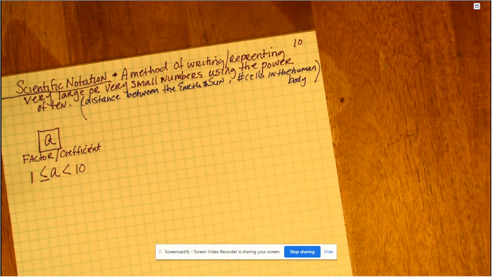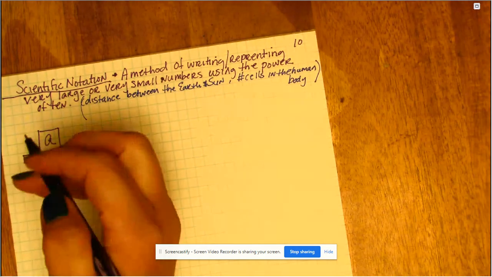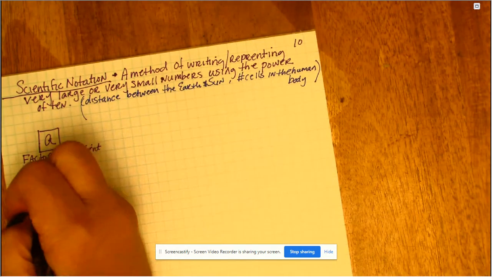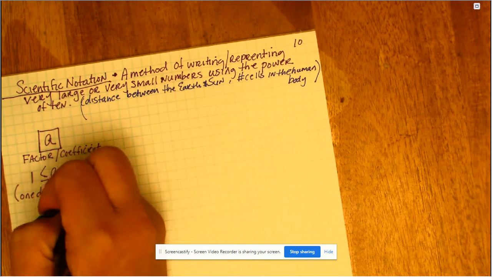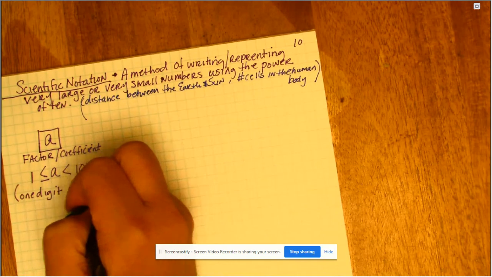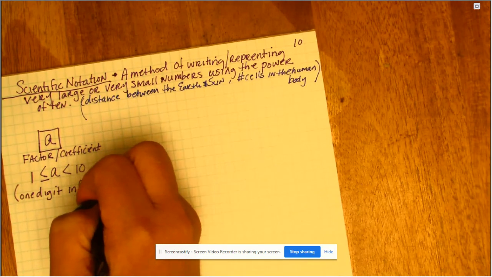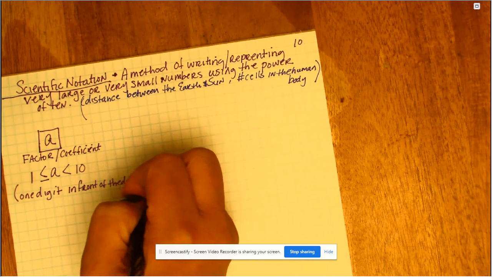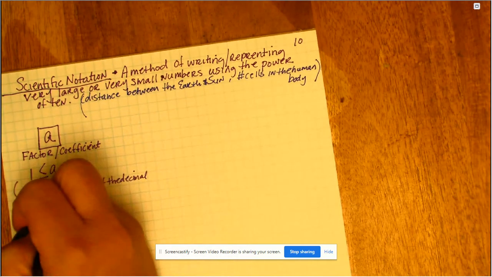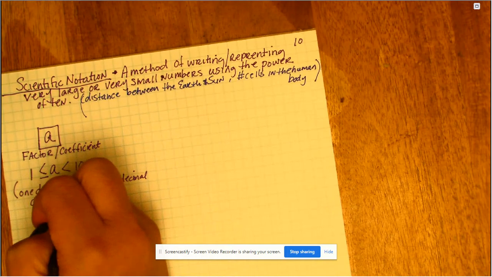Essentially, if you're looking for a number that is greater than or equal to 1 but less than 10, you're looking for a coefficient that only has one digit in front of the decimal. So only one digit in front of the decimal. And it cannot be 0.